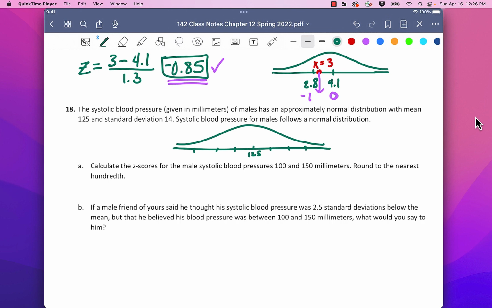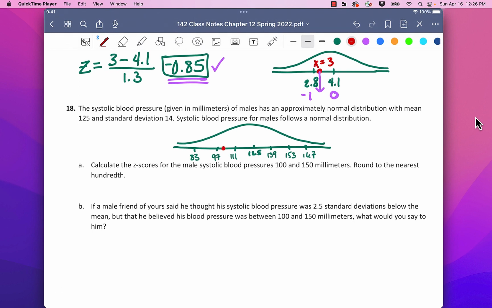Moving to the right, we add 14 to get 139, then 153, then 167. Moving to the left, subtracting 14 each time, we're at 111, 97, and then 83. The question asks us in part A to calculate the z-scores for the male systolic blood pressures 100 and 150 millimeters. So 100 is going to be right in here, roughly, and 150 would be over here.